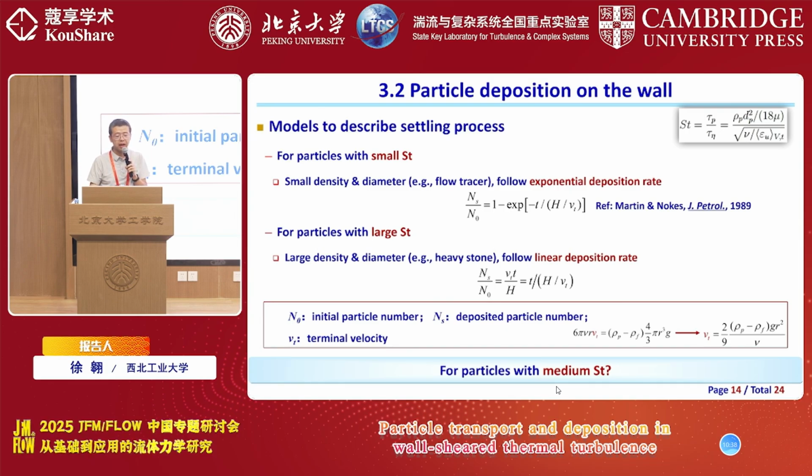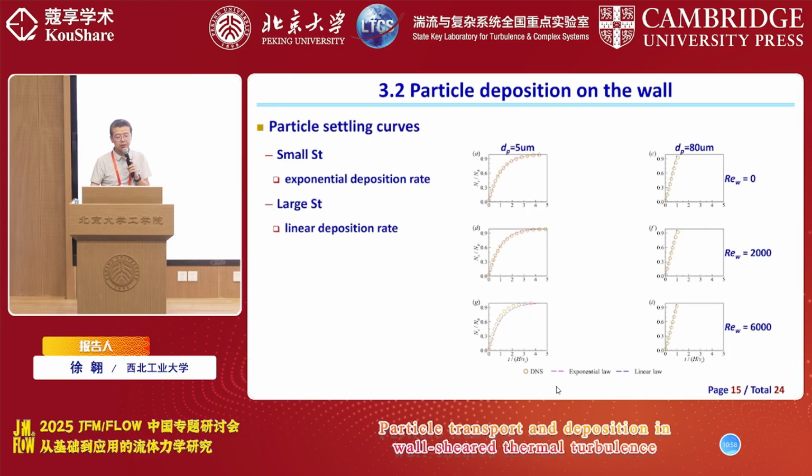The small Stokes number and large Stokes number are two extremes, and there are already very well established theories. But for medium Stokes number, because the interaction of particles and turbulence is very complex, there is no very good theory. Before studying the medium Stokes number, we first validate our DNS results against the two extreme theories, and we can see our DNS results agree with the exponential deposition rate and the linear deposition rate at these two extremes.